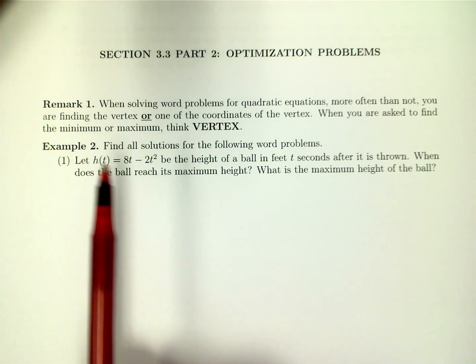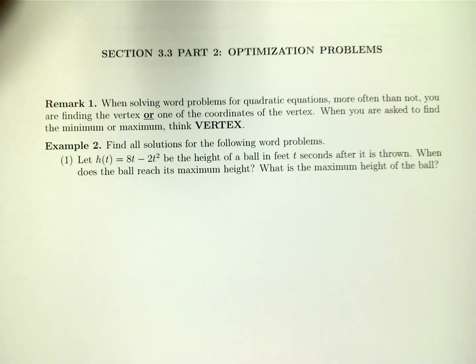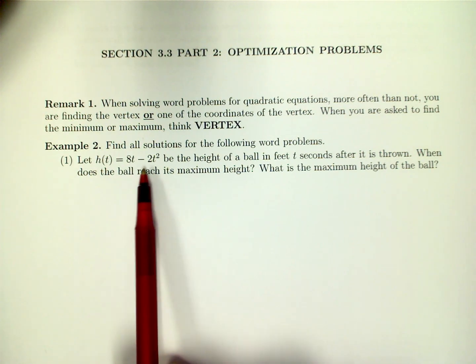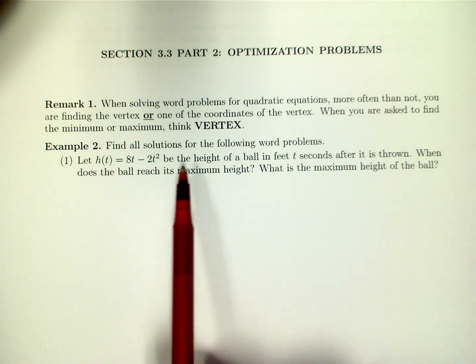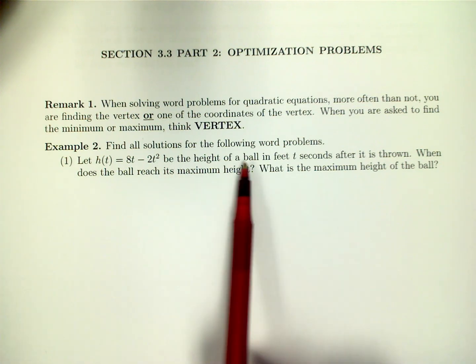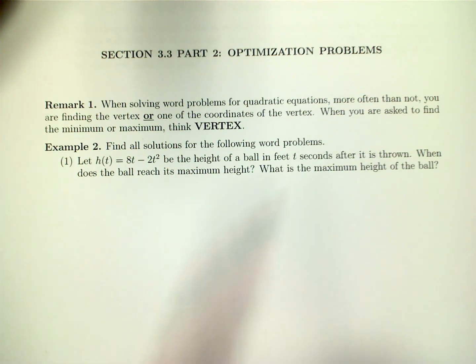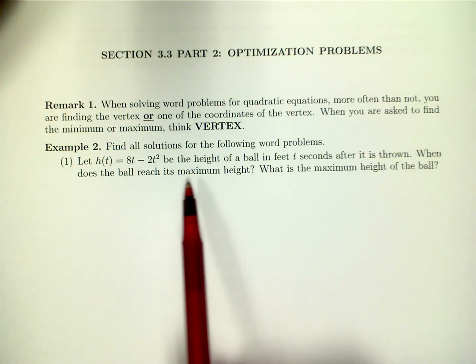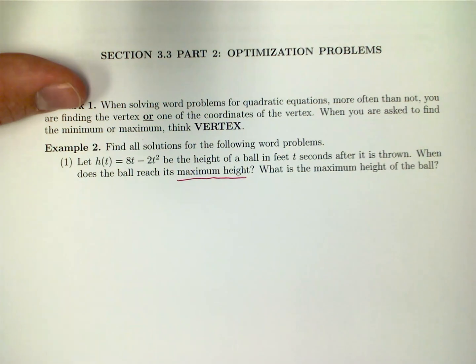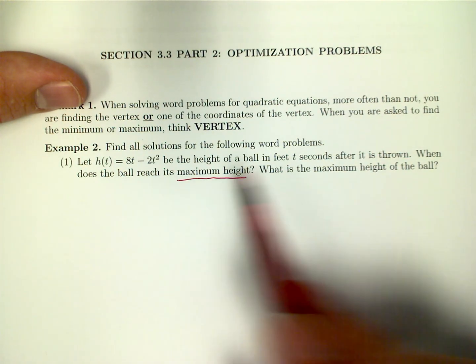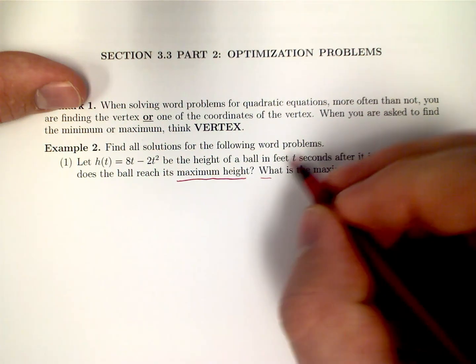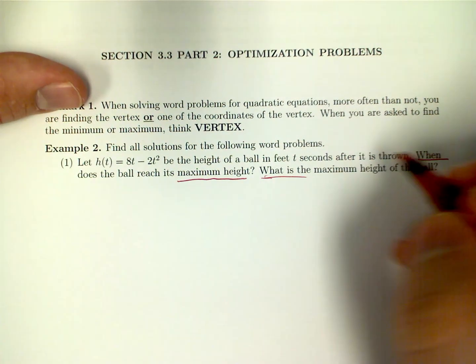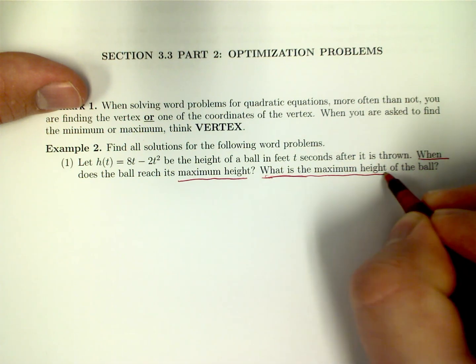Suppose we want to find all solutions for the following problems. Let's look at number one. h of t equals 8t minus 2t squared. Let h, given by this, be the height of the ball in feet t seconds after it is thrown. When does the ball reach its maximum height? We heard maximum. What do we think? Vertex. All right. And then what is the maximum height? So when does it reach the maximum height, and what is the maximum height?